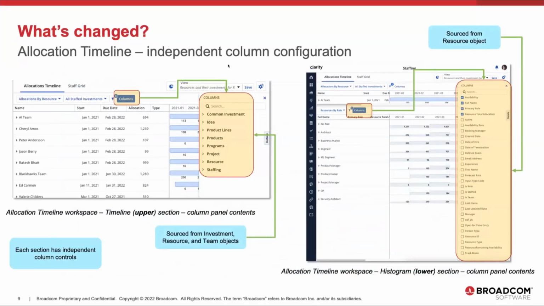On the right-hand side, I've actually collapsed the upper section a little bit. There's a drag bar that allows me to make more real estate for the upper or lower section, depending on what you want to do. So I'm on the lower section on the right-hand side, looking at that column panel, and it is sourcing its attributes from the resource object. That section is dedicated to resources.